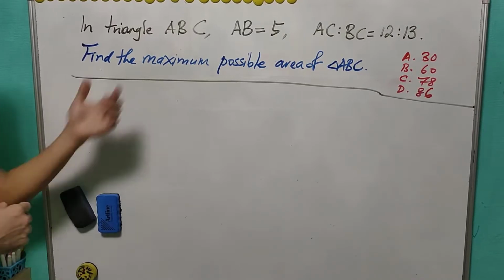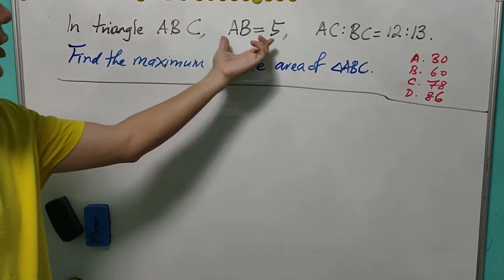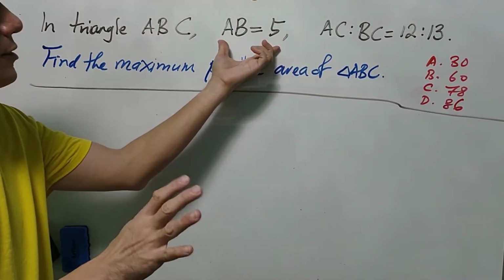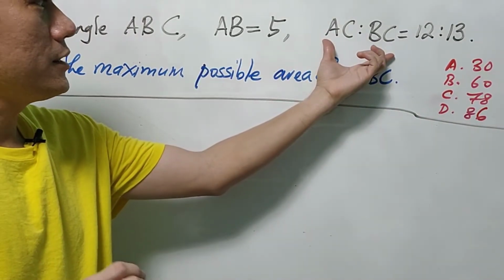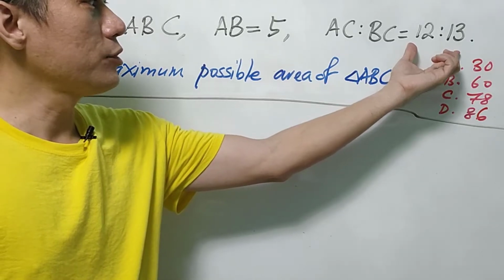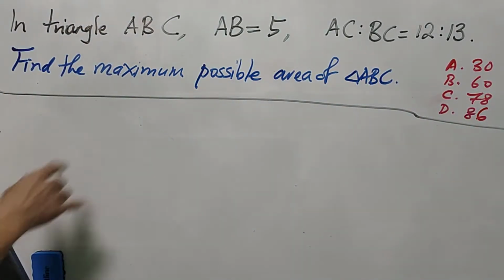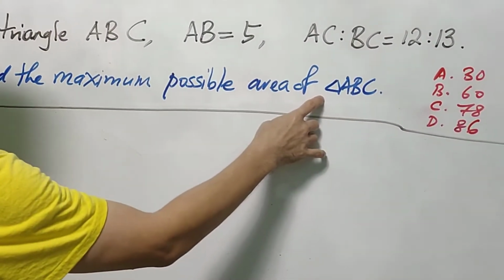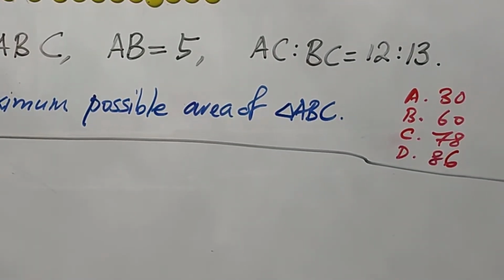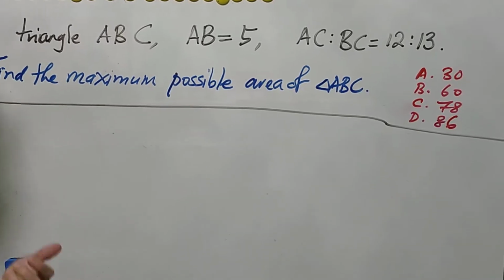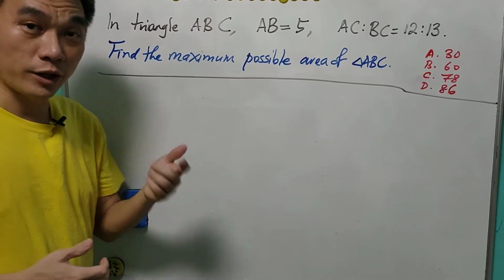So for this question, we have a triangle ABC where the length of AB is 5, that's certain. But the length of AC to BC is of the ratio 12 to 13. We are asked to find the maximum possible area of triangle ABC. The options are A, 30, B, 60, C, 78, and D, 86. What do you think?